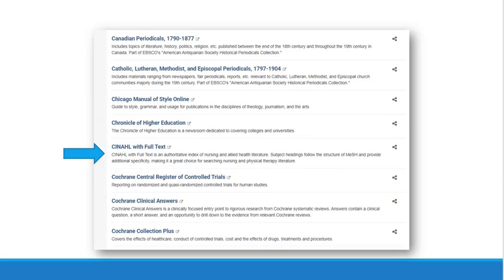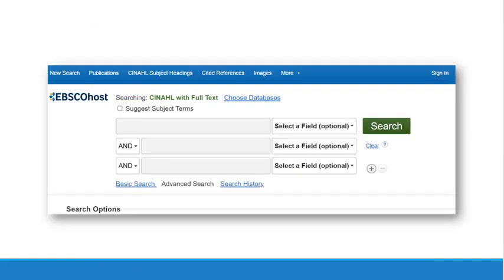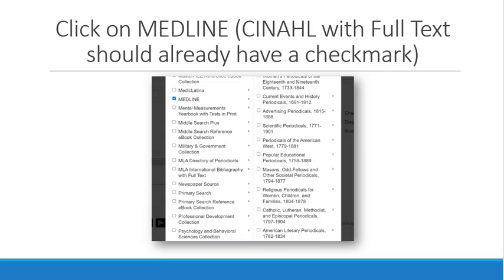Right there, click on C, that's going to take you down, click on CINAHL with full text, and then you come to this, so you see CINAHL with full text, also then click on choose databases right next to it. Now, CINAHL with full text should already have a check mark in it. I want you to scroll down and click on Medline. Probably 99% of anything that you would need would be within CINAHL and Medline.